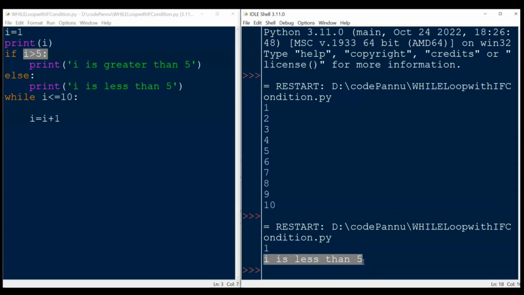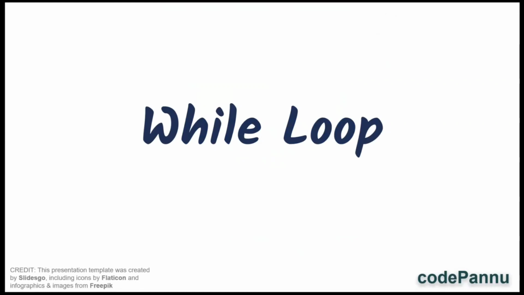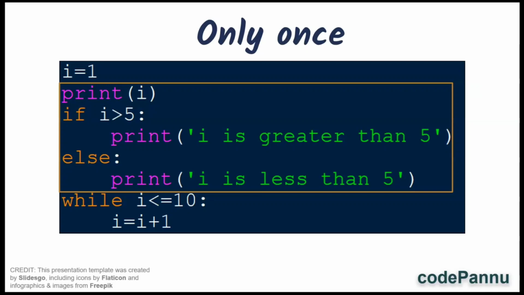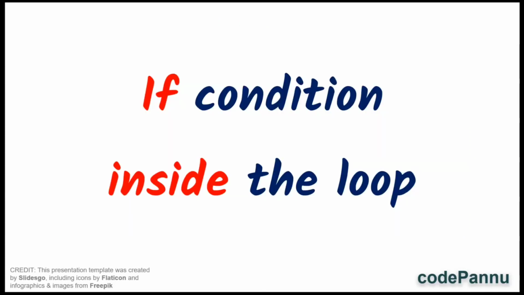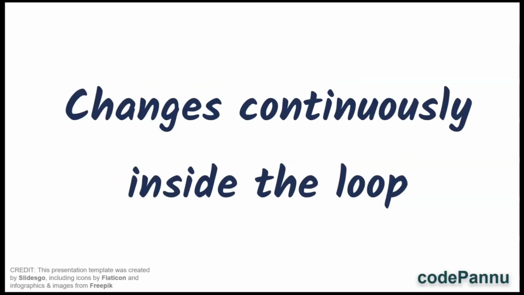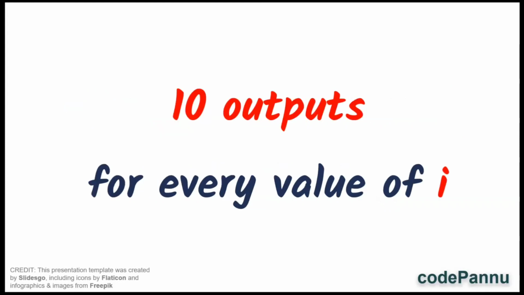As discussed in our previous while loop videos, the statements before the while loop will be executed only once. So, the if condition before the while loop is also executed only one time always. Now, let us check the if condition inside the loop. We know very well that the value of I is continuously changing inside the while loop, and Python will show 10 outputs for every value of I.